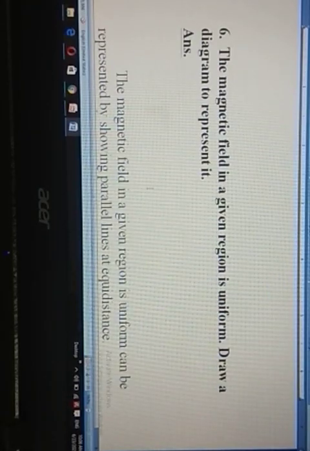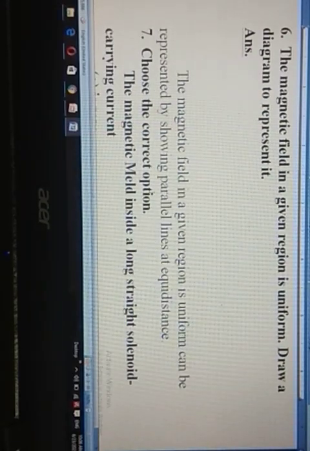The magnetic field in the given region is uniform. How to draw and represent it? A magnetic field in the given region that is uniform can be represented by showing parallel lines at equidistance. That means the distance should be equal to each other.